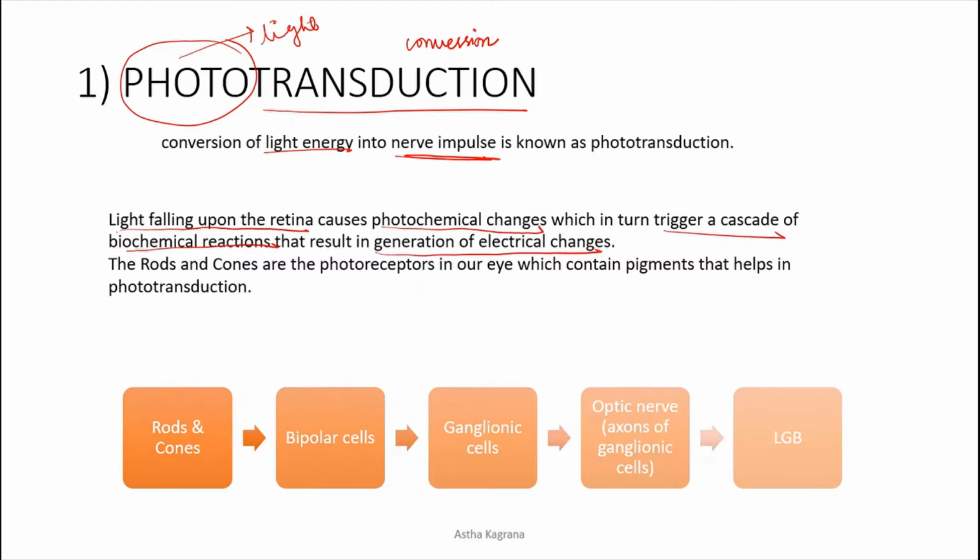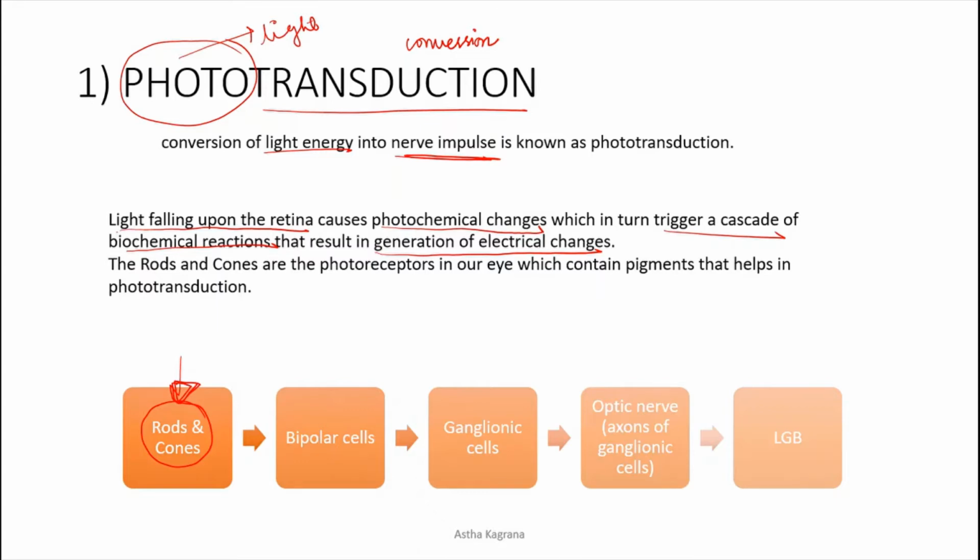Now, where do these photochemical changes occur? Exactly at your photoreceptors. The rods and cones are your photoreceptors, and when light falls upon your retina, the pigments present in these cells, that is the rhodopsin pigment present in rods, will absorb light. After that, it will trigger a cascade of biochemical reactions, and these biochemical reactions will ultimately generate a receptor potential, a photoreceptor potential, that is your electrical energy form.